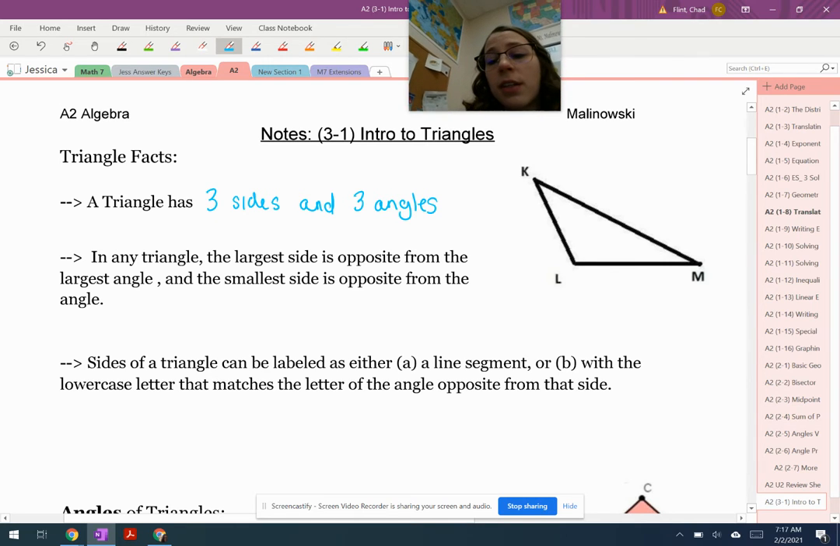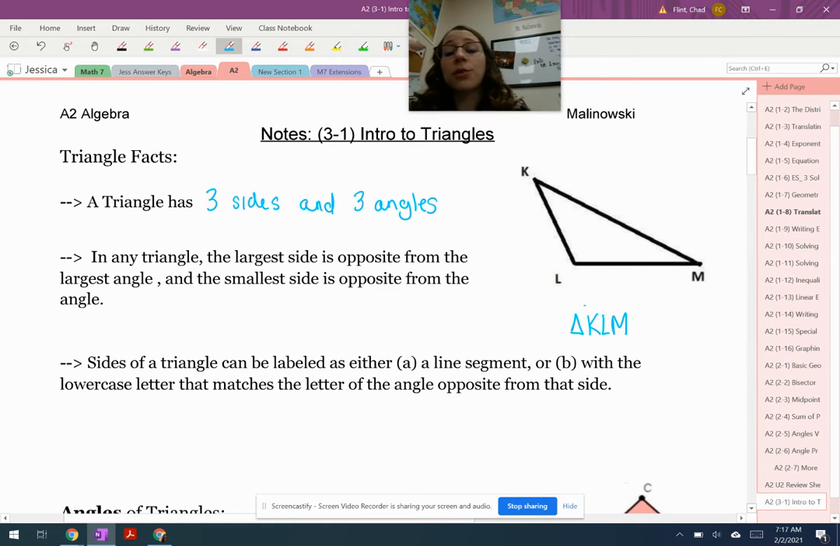So over here in this picture, this is what we would call triangle KLM. You could also call that triangle LMK, KML, MLK. Any combination of those 3 letters would be a good name to call that triangle.